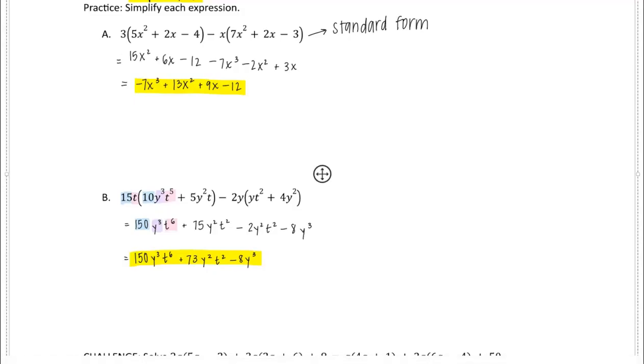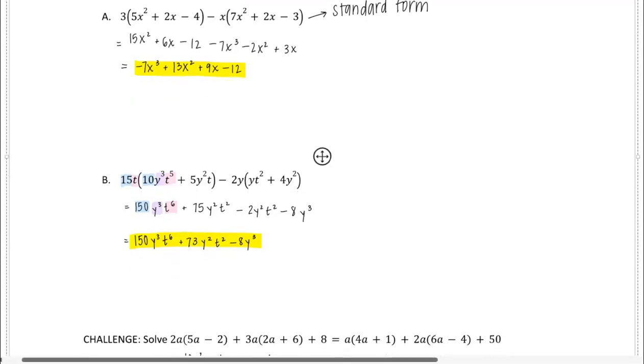Check if you have any like terms. In this one you do. You have 75y squared t squared minus 2y squared t squared, so that makes 73y squared t squared. For this one, there's not really a standard form because it's more than one variable, so whatever order you put that in is totally fine.